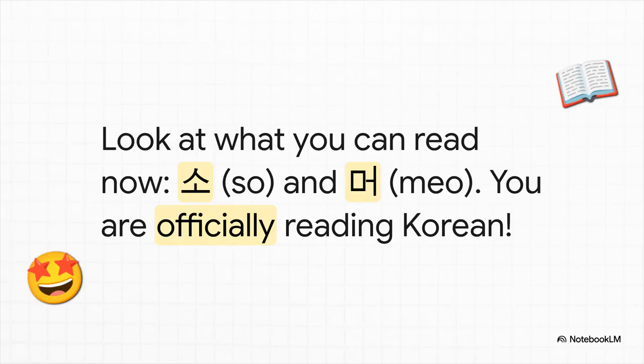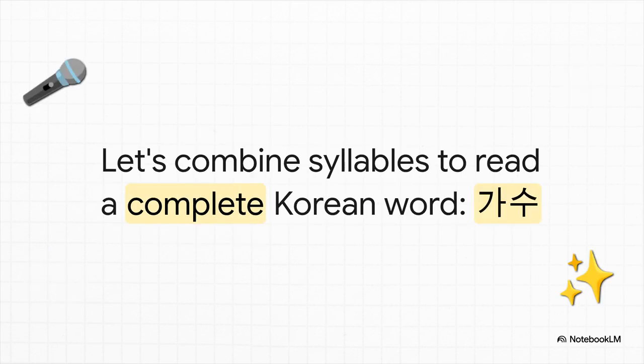Look at these two. On the left, we have the S consonant and the O vowel. Together, that's so. On the right, we have the M consonant and the EO vowel. That makes mo. You are officially reading Korean syllables. This is amazing. Okay, this is the moment we've been building towards.